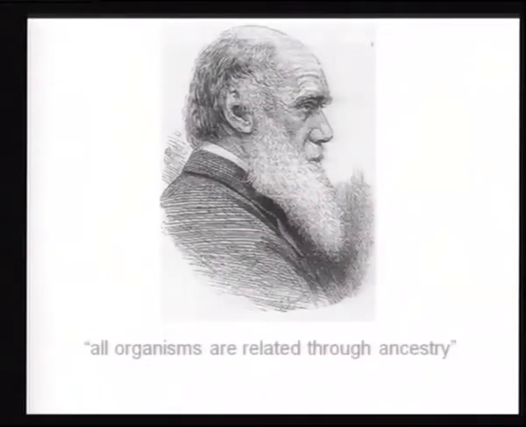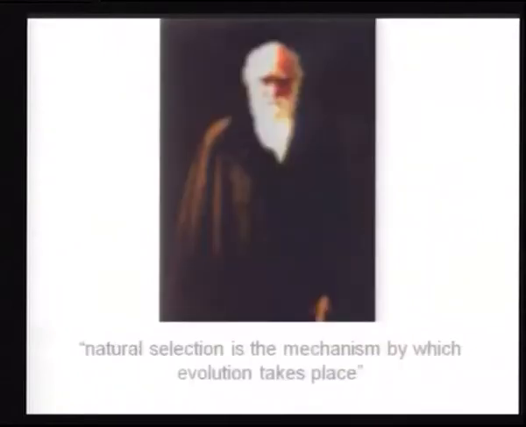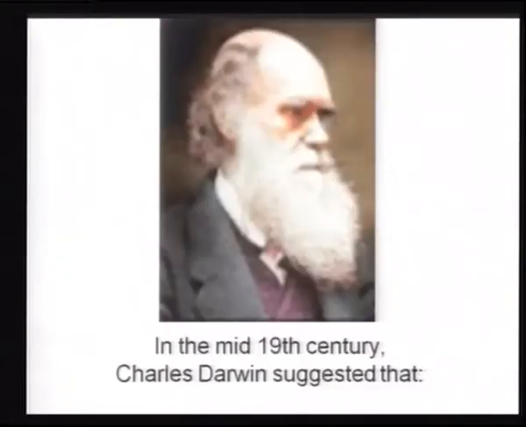Charles Darwin actually had two major contributions which explained the idea of organic evolution. The first contribution was that all organisms are related through ancestry. And the second contribution was the mechanism of evolution, which was natural selection. In fact, many scientists had been trying to find out a mechanism by which evolution had taken place. But Charles Darwin's idea of natural selection is still the only mechanism that is accepted even today. So his theory has really stood the test of time.